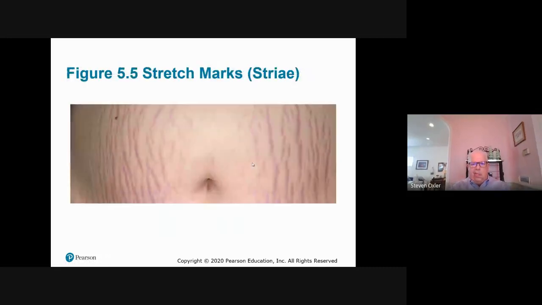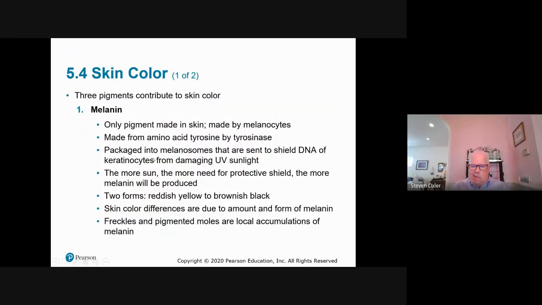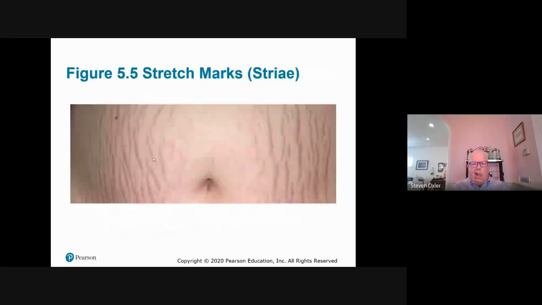These are stria. Here they are. Okay, well, let me go back. These are called stria. This person was either pregnant and had a very large belly and delivered her baby, or they lost 100 pounds. And this is what you're left with, stretch marks. Stria.